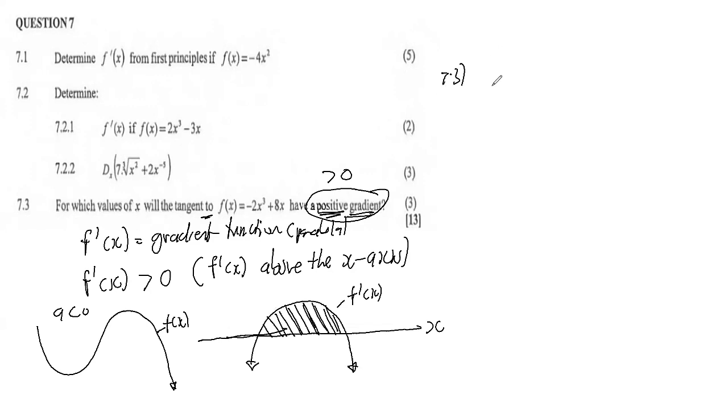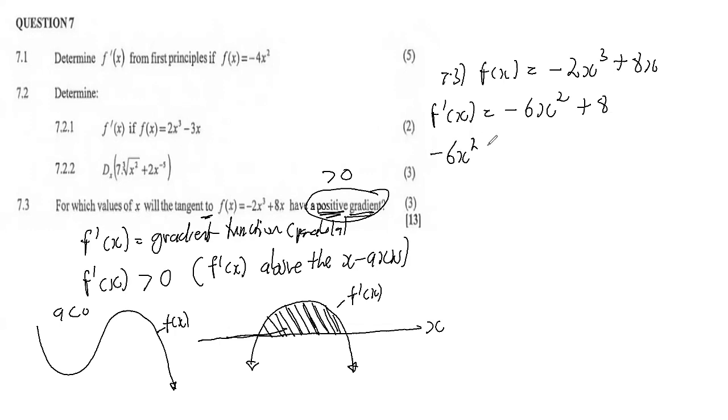So 7.3, we have f of x is equal to negative 2x cubed plus 8x. Now this is f prime x is equal to negative 6x squared and then plus 8, right? But then, since they said that our gradient needs to be positive, we know that this translates to negative 6x squared plus 8 must be greater than what? Than 0. Right, so that's f prime x greater than 0.